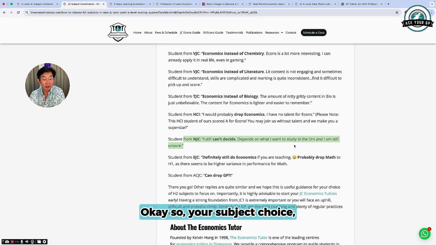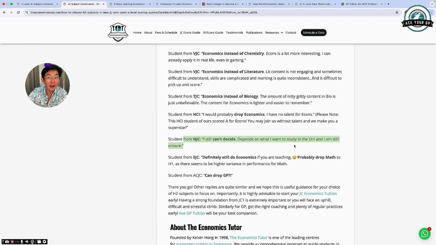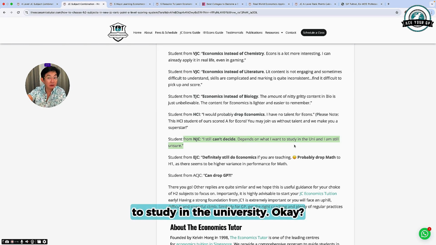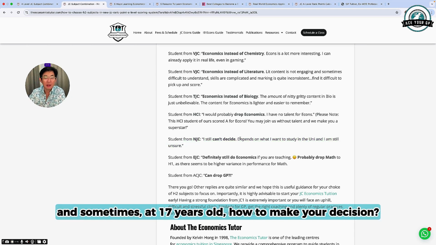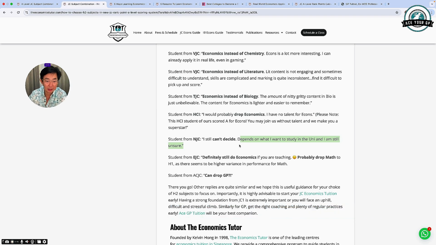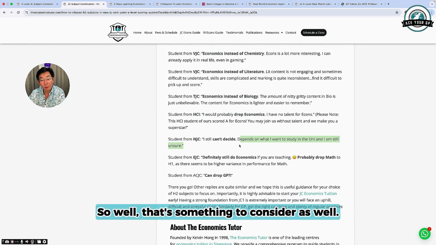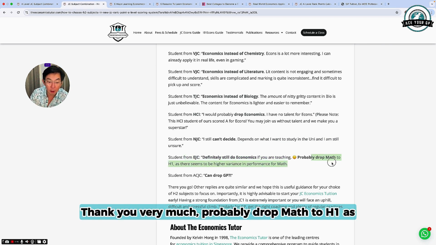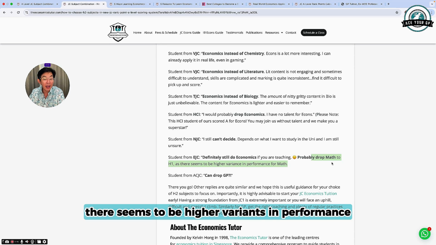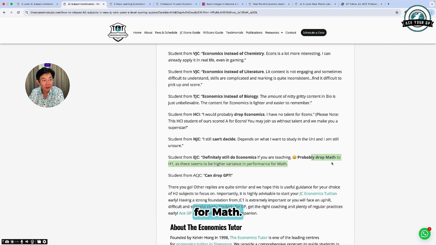Okay, so your subject choice, which one you choose as your H2 versus H1, can affect what subjects you go on to read, to study in the university. So that's also something that you have to factor in. And sometimes at 17 years old, how to make your decision? So, well, that's something to consider as well. EJC, definitely still do economics if you are teaching. Thank you very much. Probably drop math to H1 as there seems to be higher variance in performance for math.